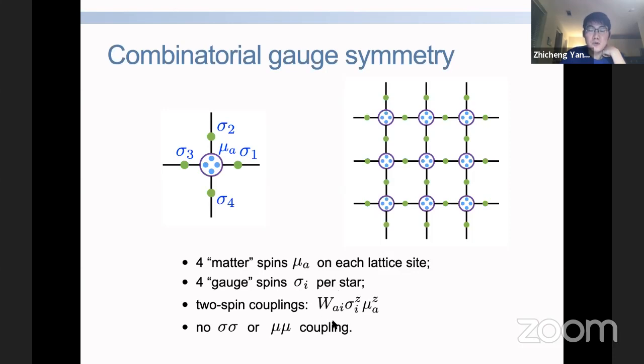Its specific form we will specify later, because we need to require a form such that the Hamiltonian has this combinatorial gauge symmetry. But the important thing here is that there is no sigma-sigma or mu-mu coupling. On the lattice, you can see immediately that the matter spins on different sites are completely independent of one another, because each is only coupled to the 4 gauge spins adjacent to the site, not among themselves, nor to adjacent sites.